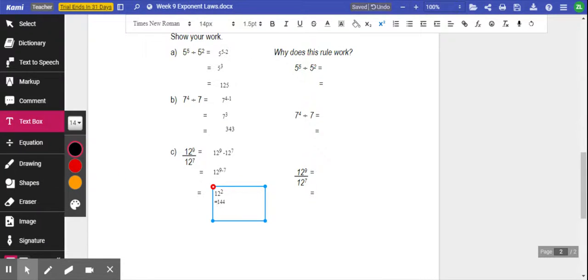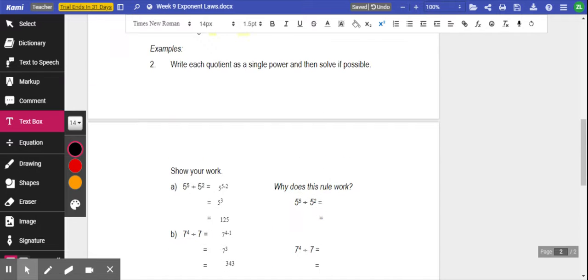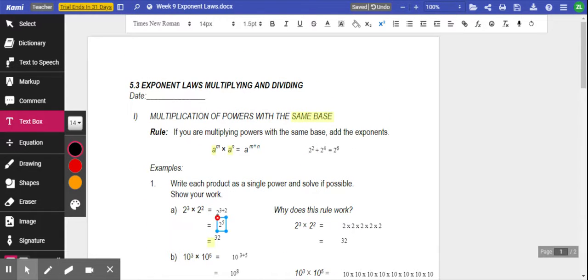Next week, we have a little bit of a heavier lesson regarding multiplication of monomials and polynomials, which we'll go over. But this week, we're just getting you set up with exponent laws, and your job is to complete the assignment.